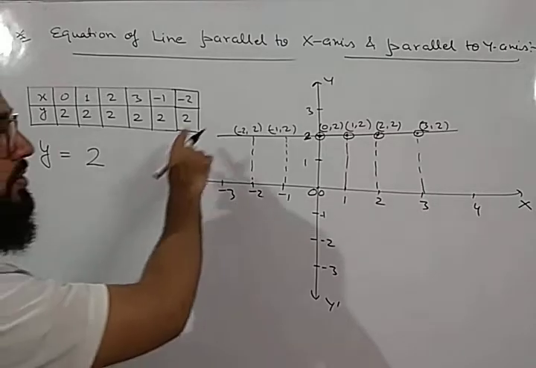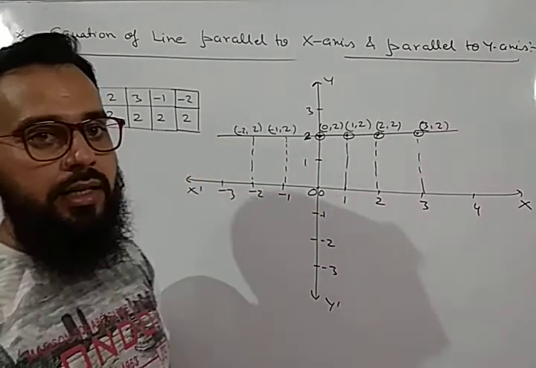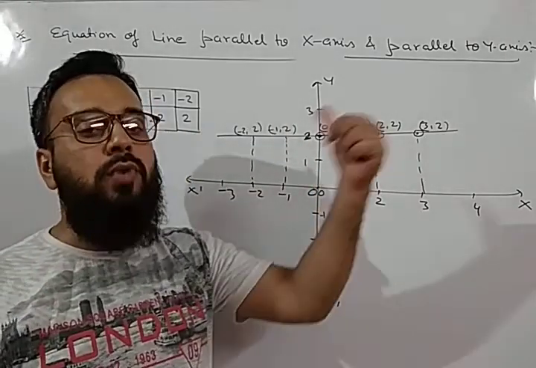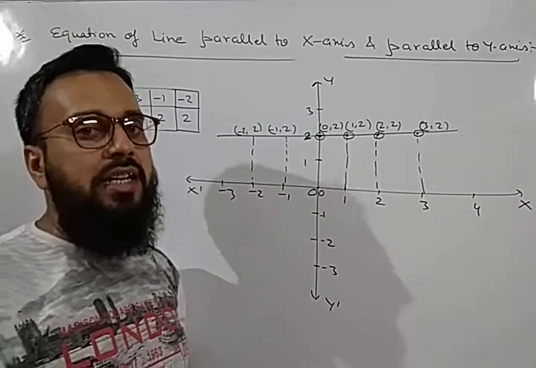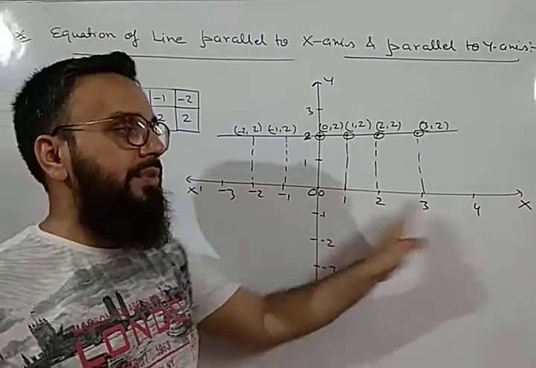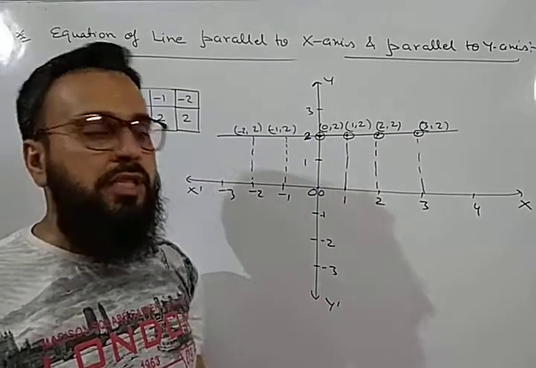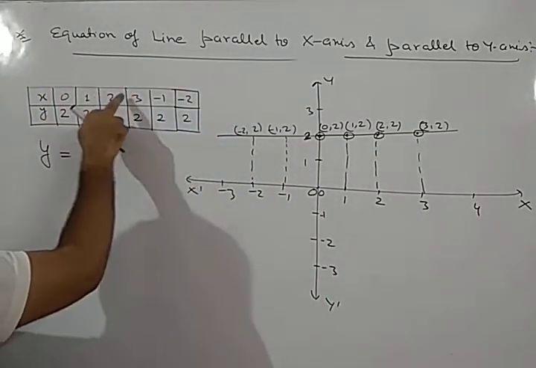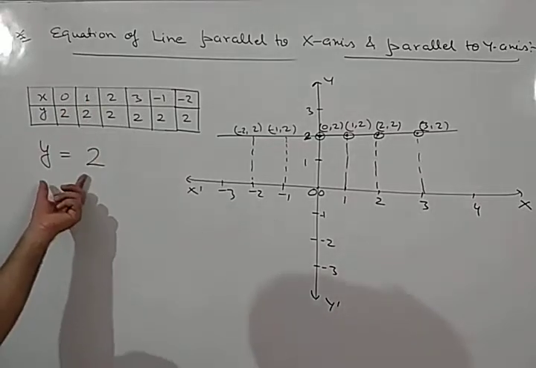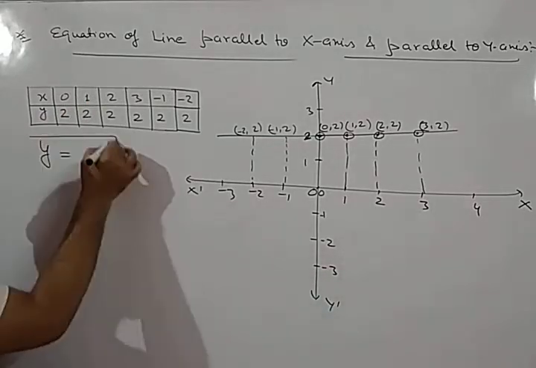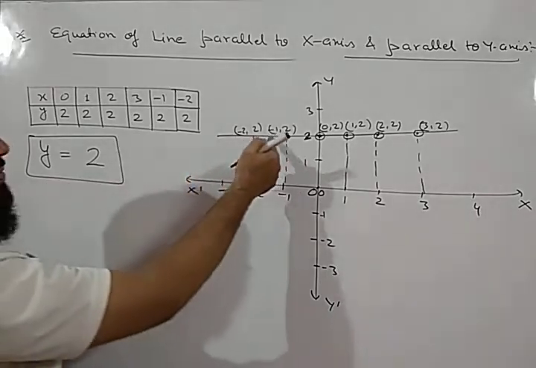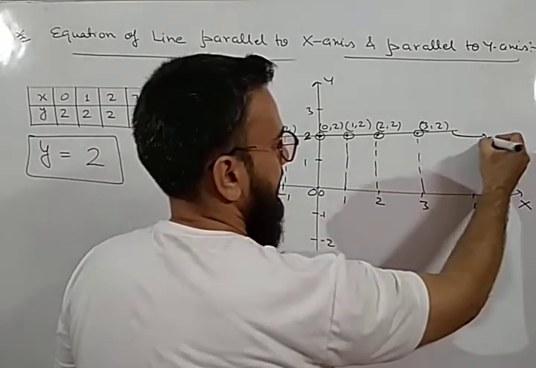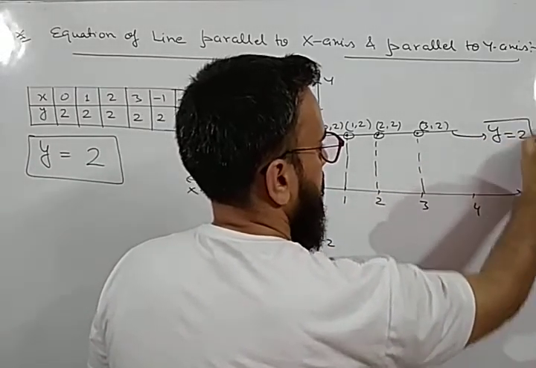Like when we write the equation of the x-axis, at the x-axis also y is equal to 0. 0 is a constant value, and we can take different values of x, but y will always be 0 on the x-axis. Similarly, on this particular line, we have taken different values of x, but y is always constant. So y is equal to 2. This will be the equation of this line. It means this line can be written as y is equal to 2.